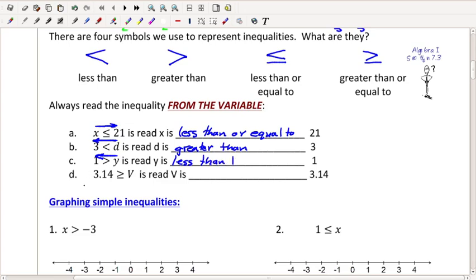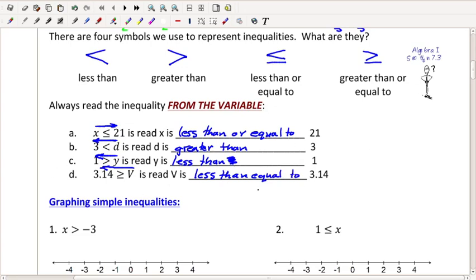And letter D, again, think it through yourself first. Read it from right to left because the variable's on the right side. V is less than or equal to 3.14.